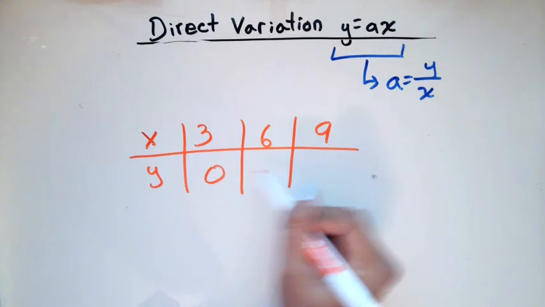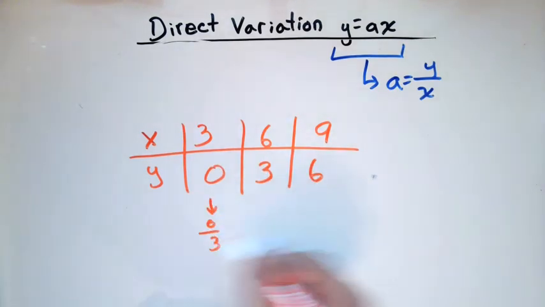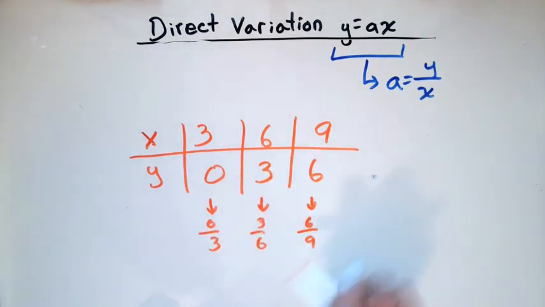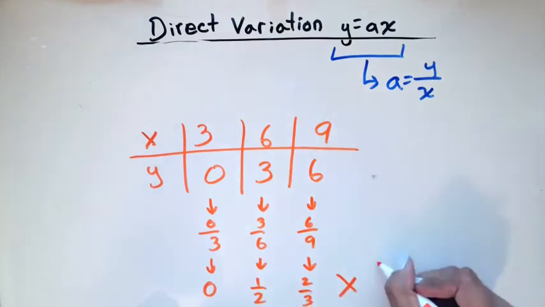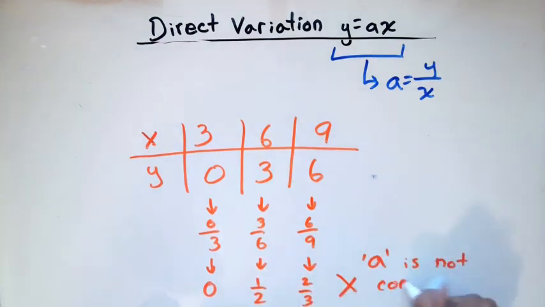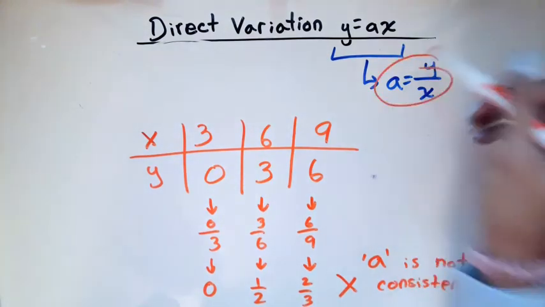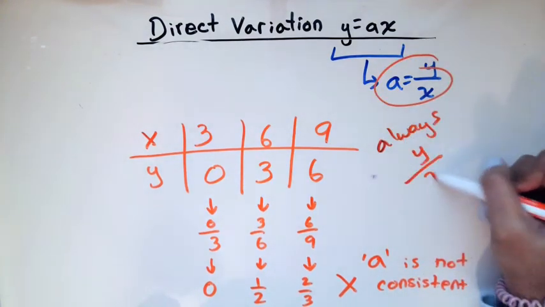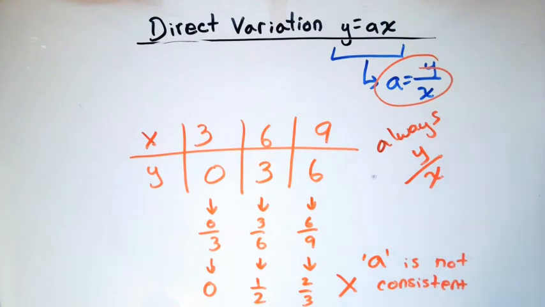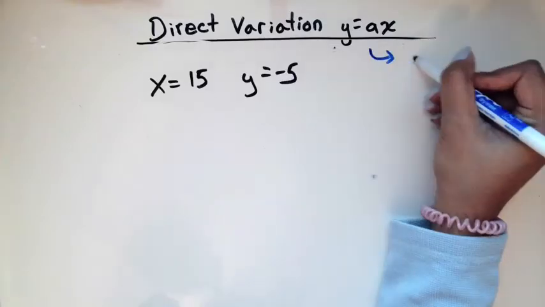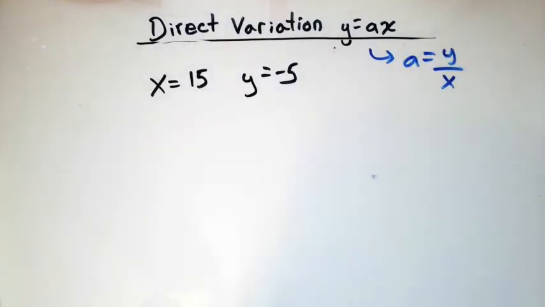Let's try another one, right? You can get 3, 6, 9, you get 0, 3, 6. Let's do y over x. You get 0 over 3, 3 over 6, 6 over 9. But these all reduce to different types of fractions. The a, the slope, is not constant, meaning it is not a direct variation because we can see it's not going to be consistent. You always do y over x, not x over y.